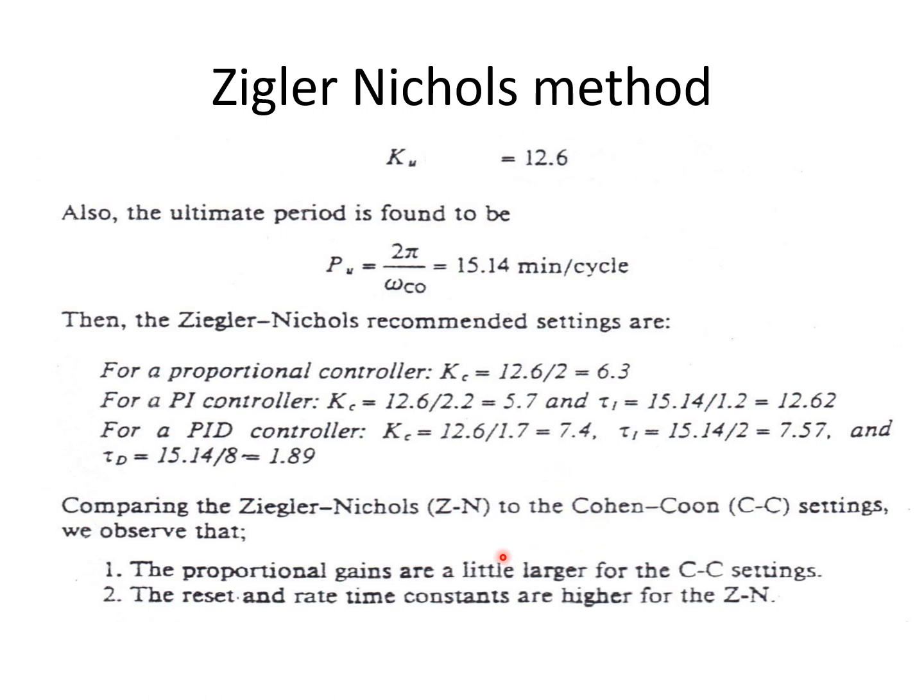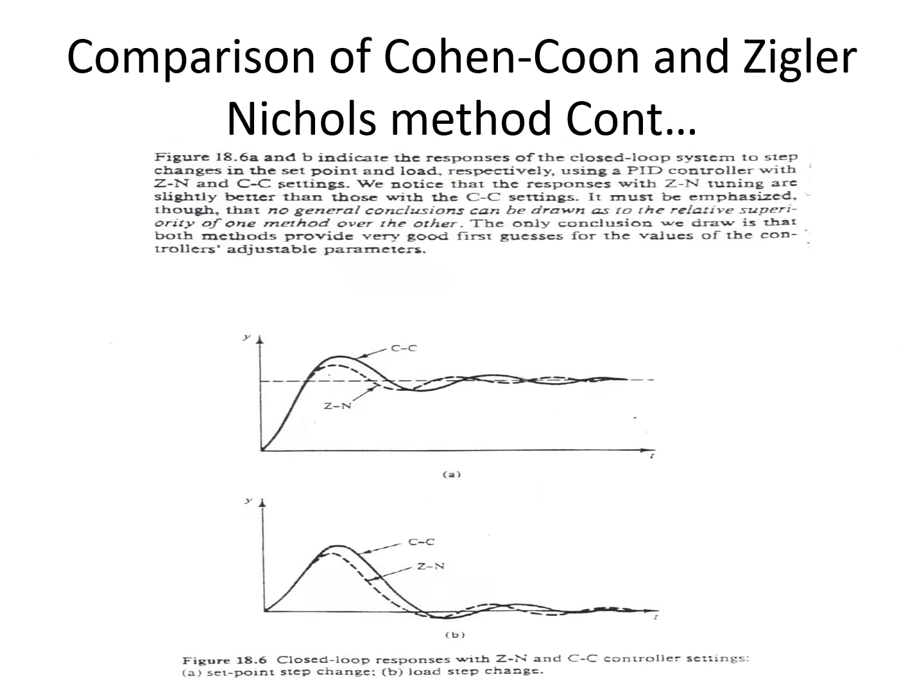And let's see then, just to compare the two results, the proportional gains are a little larger for the CC settings, but the reset and the wait time, meaning the tau I and the tau D, are higher for the ZN. So that's normal here. This is not general. In this case, that's the case. And if you compare their results, this is the result that you will get. It indicates the response of the closed loop system to step changes in set point and load using PID controllers with Ziegler-Nichols and Cohen-Coon settings. We notice that the response with ZN tuning is slightly better than with the CC settings.